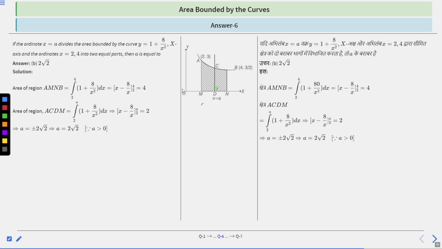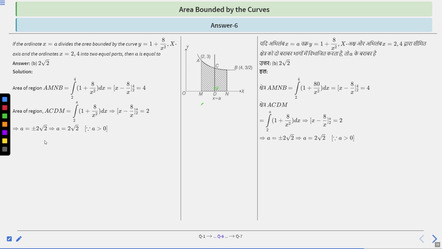Now the area of ACDM is basically the integral from 2 to a of 1 plus 8 by x square dx, which is x minus 8 by x. After putting the limits from 2 to a, you will get 2, right? Therefore a will be equal to plus minus 2 root 2.